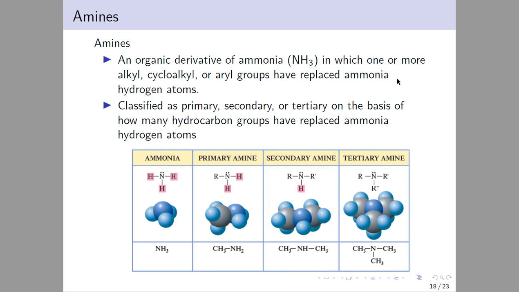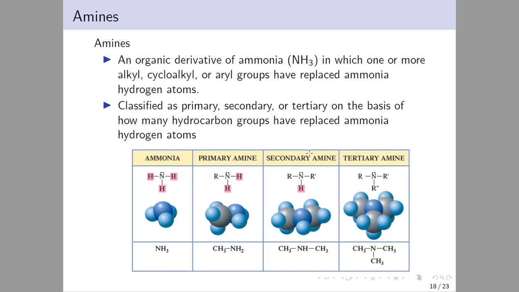For example, we have NH3. We replace one of the H with a COOH, for example, so it becomes an amine. Amines are classified as primary, secondary, or tertiary on the basis of how many hydrocarbon groups have replaced ammonia hydrogen atoms. Here is ammonia, NH3. For a primary amine, one hydrogen is replaced by this R.